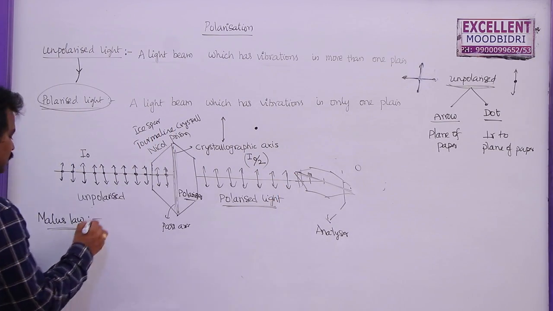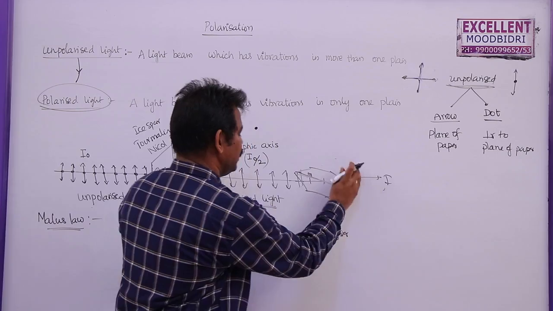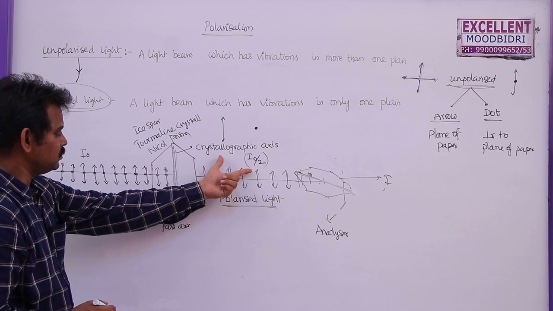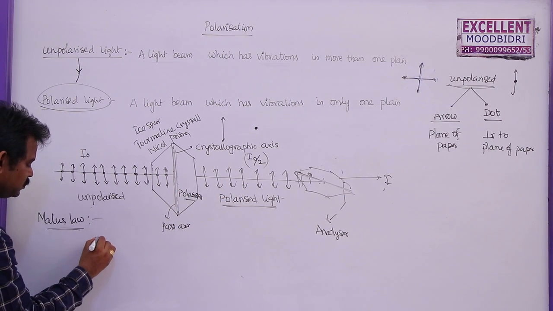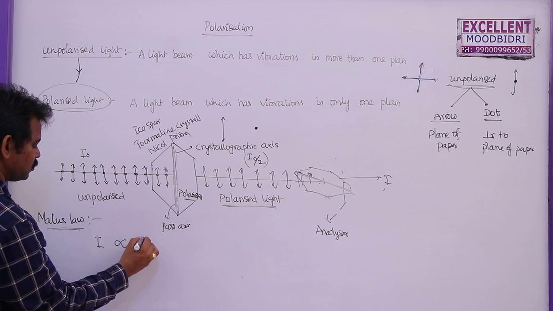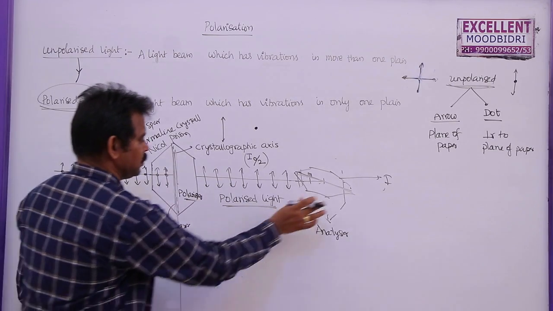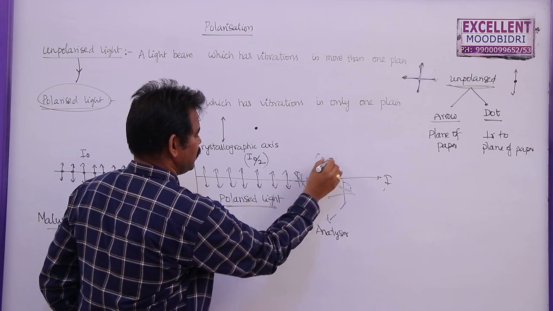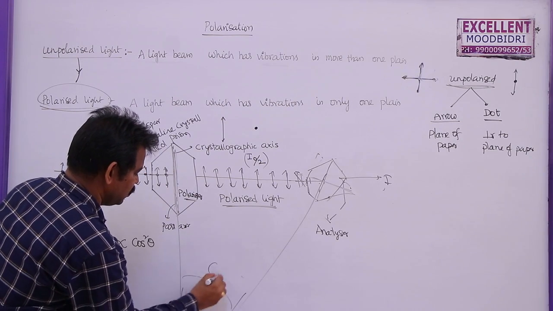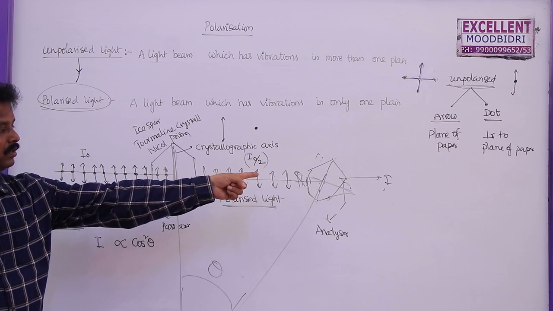So according to Malus law, the intensity of the light emerging from the analyzer depends upon the angle between these two, and also on the intensity of light emerging from the polarizer. The intensity of the light emerging from the analyzer is directly proportional to the square of the cos of the angle between polarizer and analyzer. Let us say this is the polarizer, and this is the analyzer, which is inclined at an angle here. So this is the angle between these two. Depending on this angle, if this is 90, cos 90 is 0, so no intensity will come out.